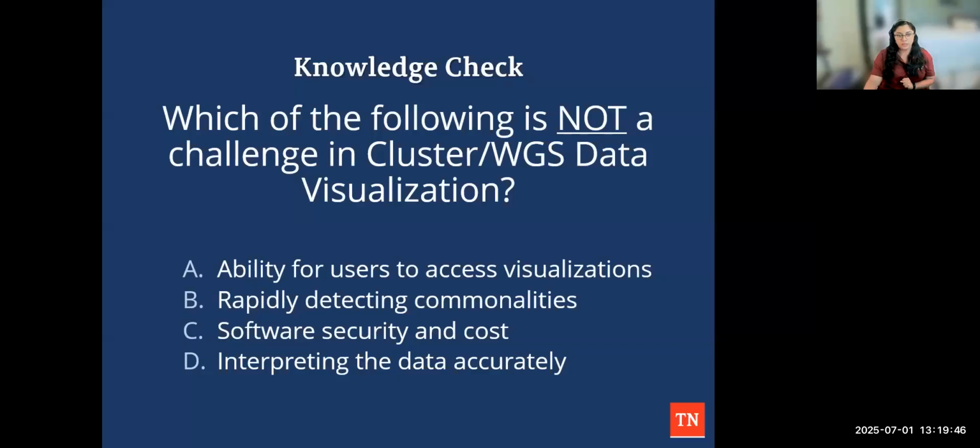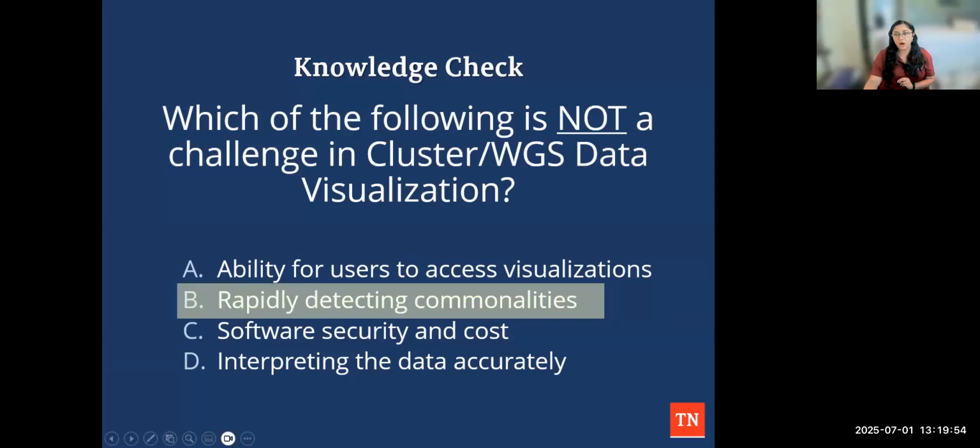Okay, so we had a pretty good mix of results. The correct response is B, rapidly detecting commonalities. It is difficult sometimes for users to access visualizations, particularly in license-based platforms. You may need to get people access to a public-facing server to be able to access it.